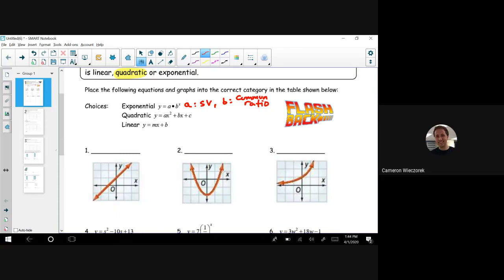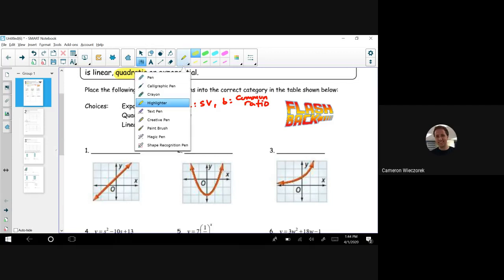A quadratic function we talked about recently in chapter 9. This is the standard form for a quadratic, y equals ax squared plus bx plus c. You'll know if the equation's quadratic because the degree of that polynomial will always be 2. Okay, quadratic means highest power of 2.